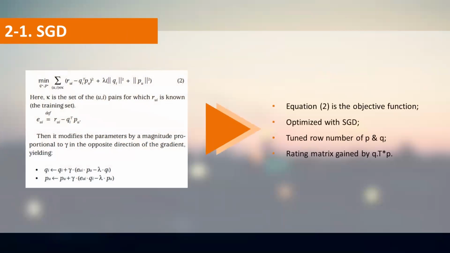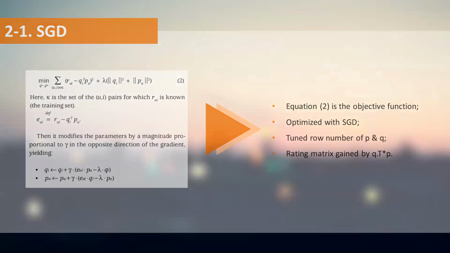Well, for the first part, we use stochastic gradient descent for optimization. We basically optimized the objective function with SGD, and that gave us two matrices, P and Q, of which the product is the rating matrix.